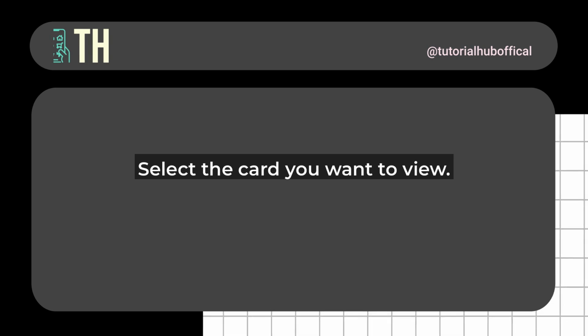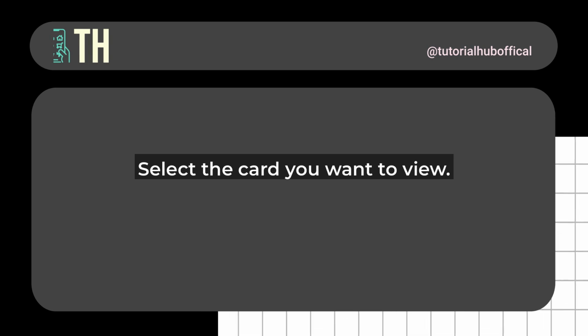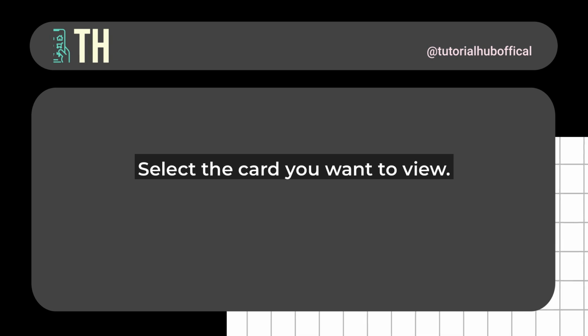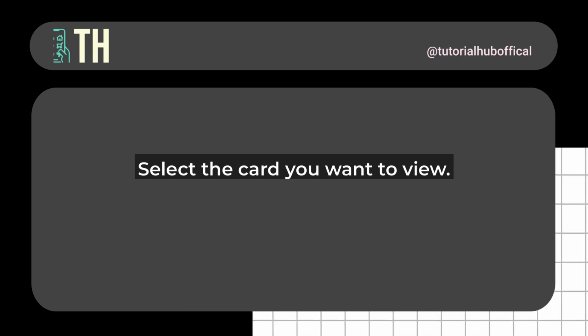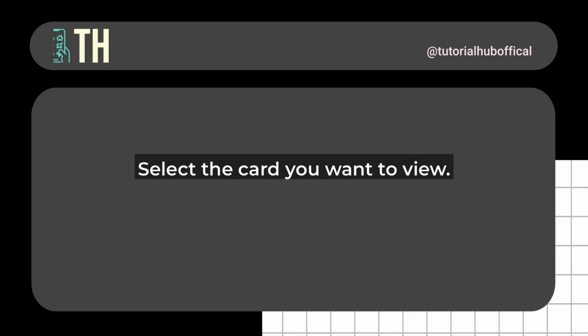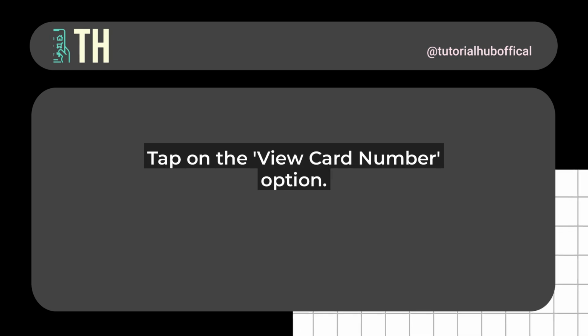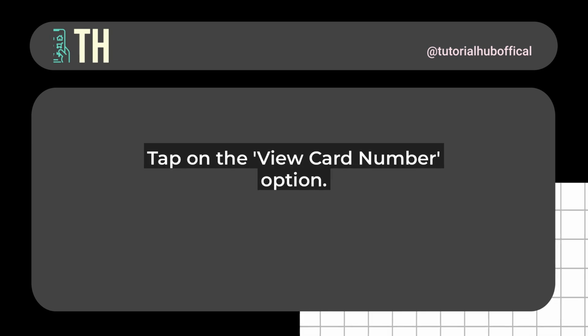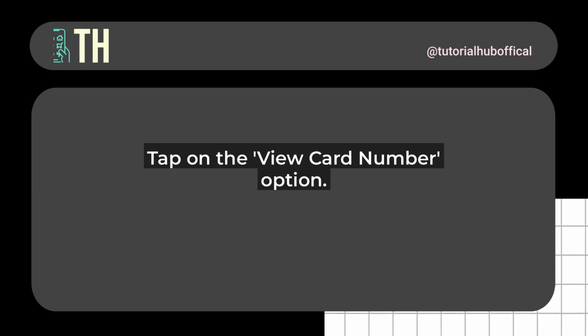Now, once you're logged in, navigate to the main dashboard. Look for the Cards tab, usually at the bottom of the screen. It's designed to be super intuitive. Tap on it, and you'll see a list of your cards if you have more than one. Select the card you want to view. It could be your virtual or physical one.